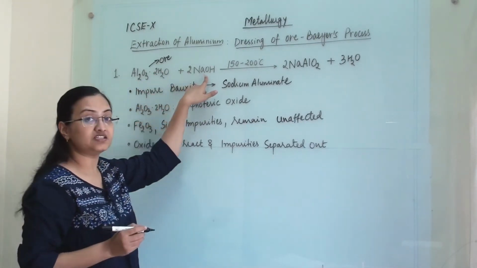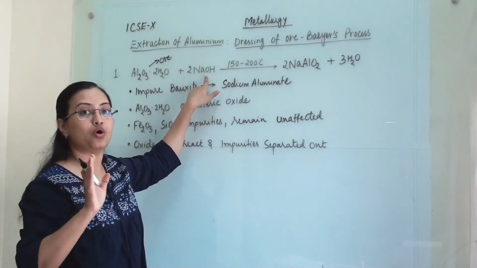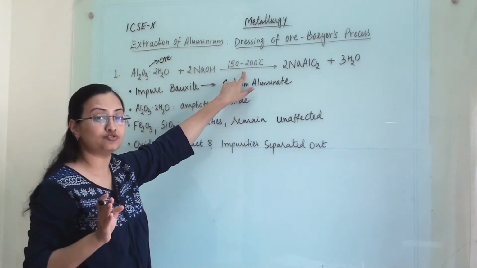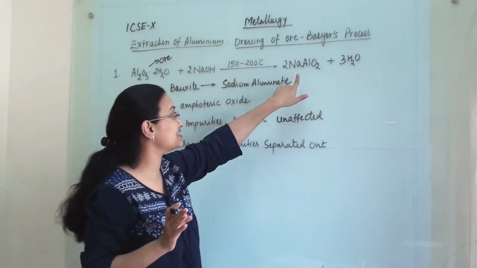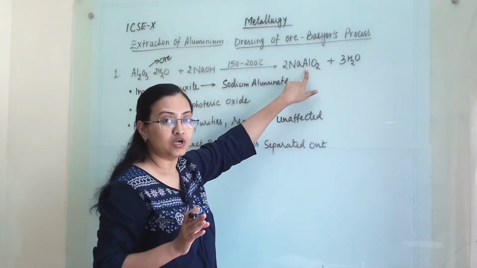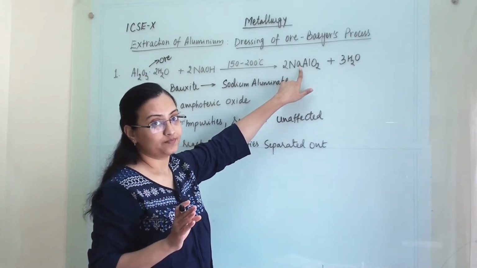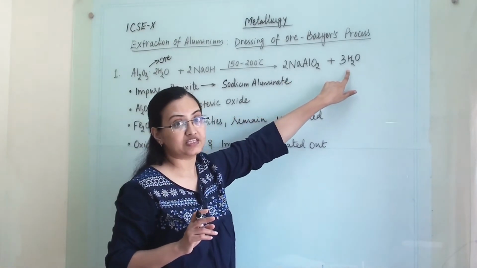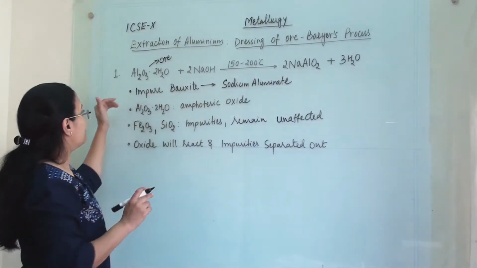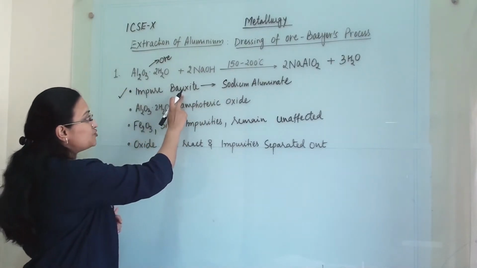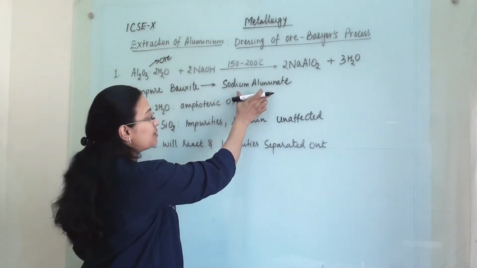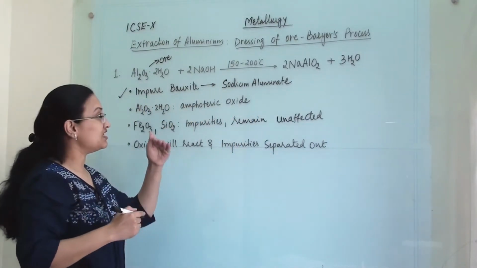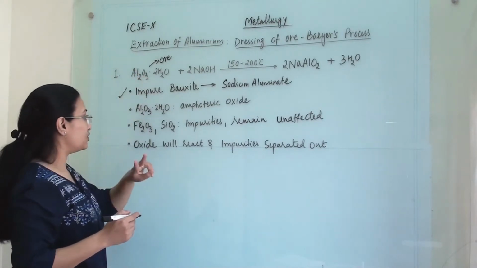When it reacts with caustic alkali, NaOH, sodium hydroxide, at 150 to 200 degrees Celsius, we will get NaAlO2. This is sodium aluminate, and water will be separated out. In this step, we are converting impure bauxite into sodium aluminate. Why are we doing this? Because in this ore there are two types of impurities.